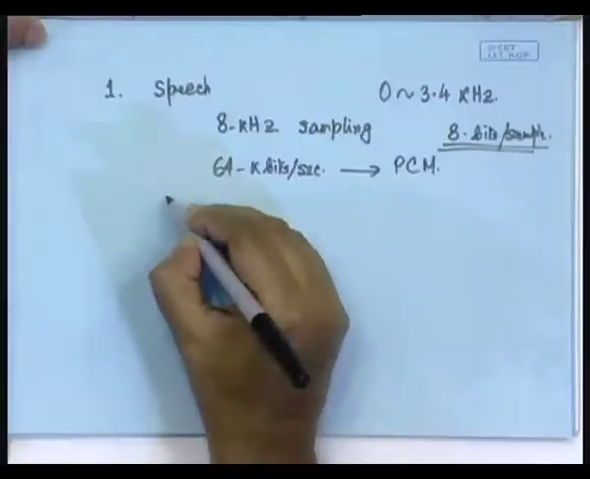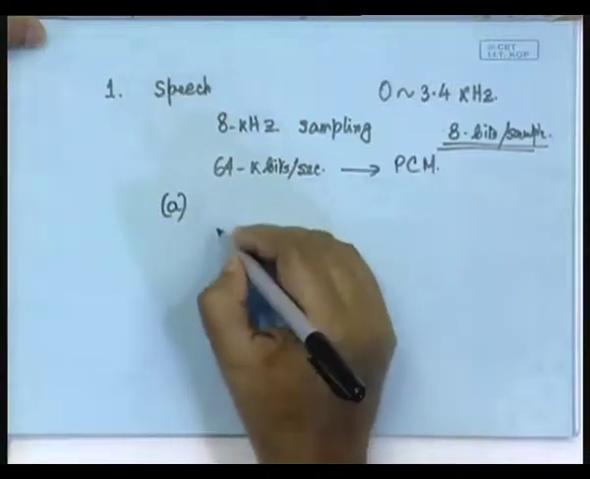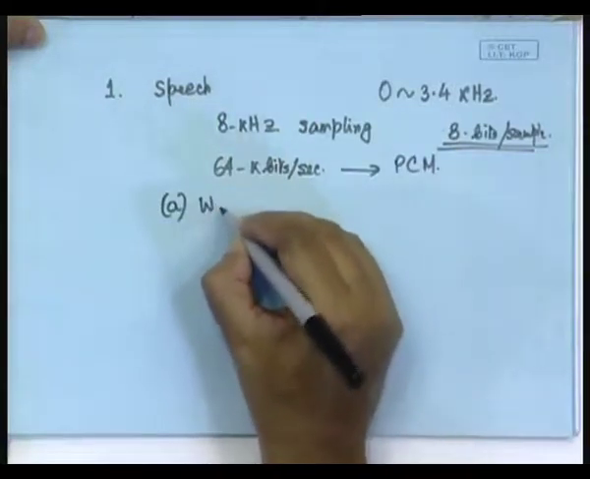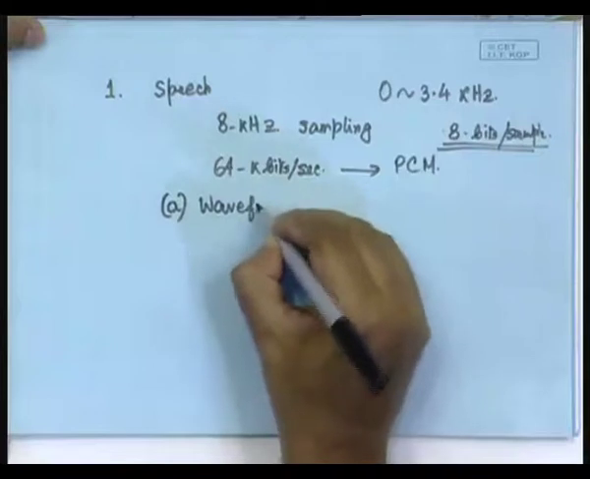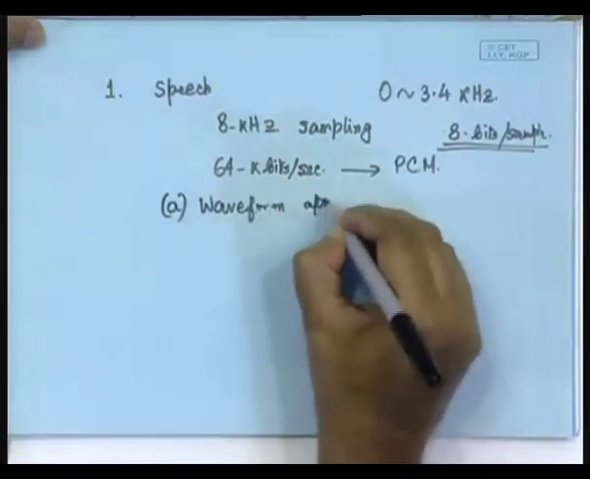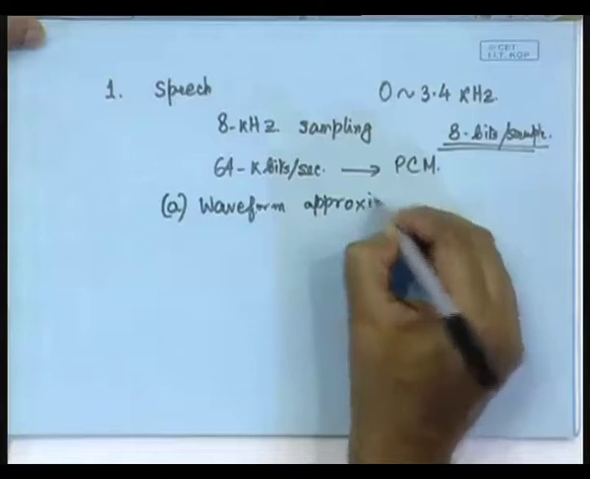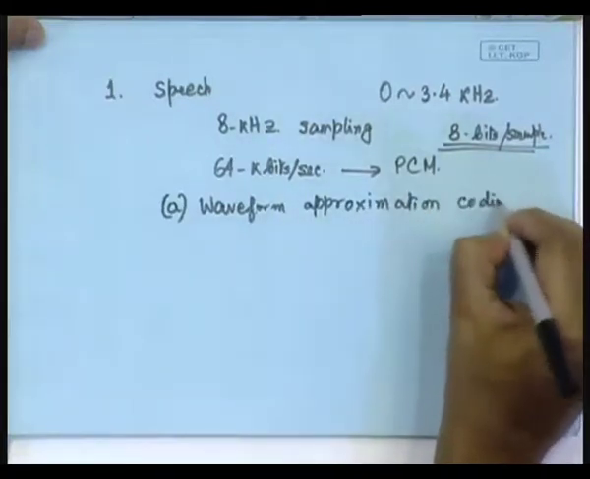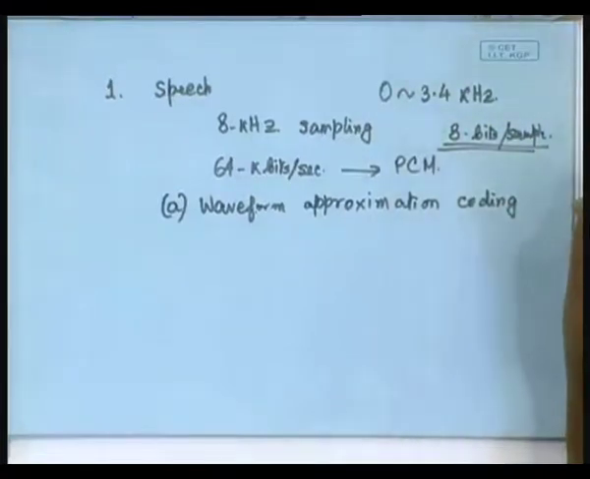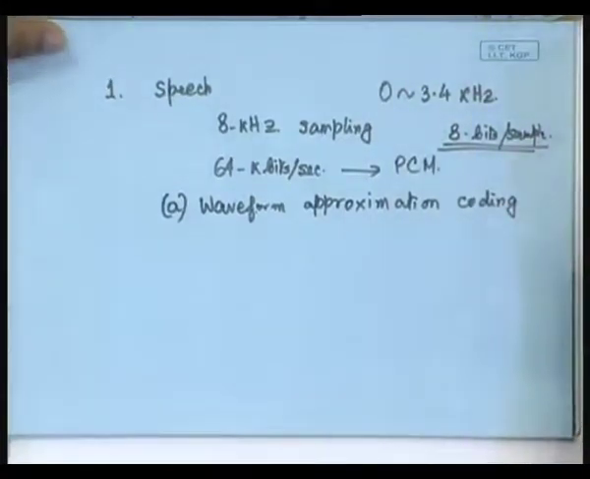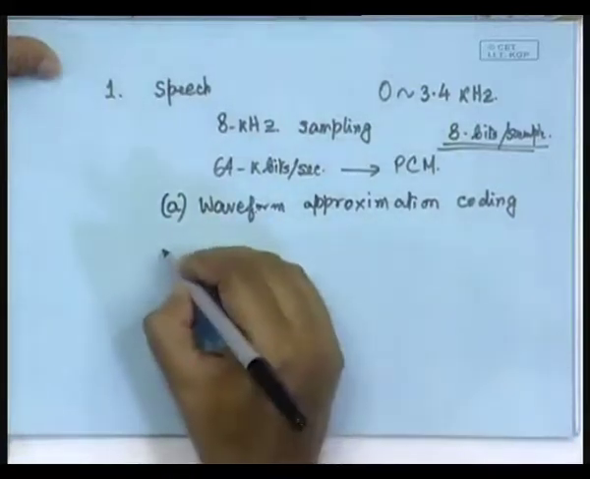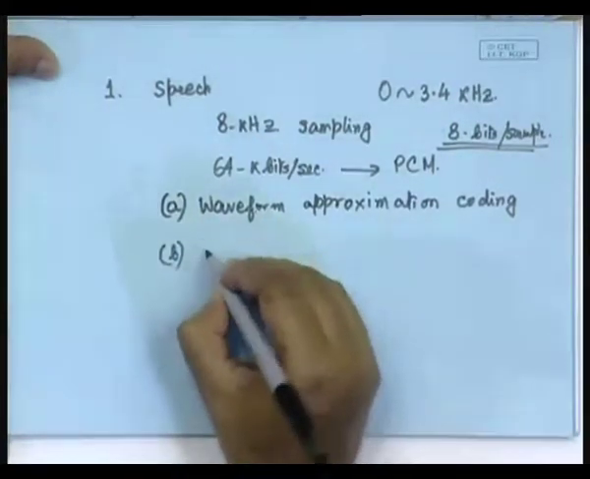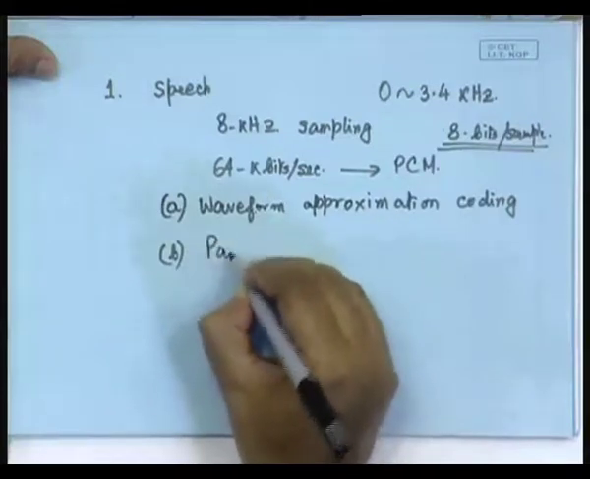Now, speech coding techniques as such we can divide into two broad categories. The first that we will be studying will be the waveform approximation coding. And the other that we are going to learn after waveform approximation coding is what is called the parametric coding.